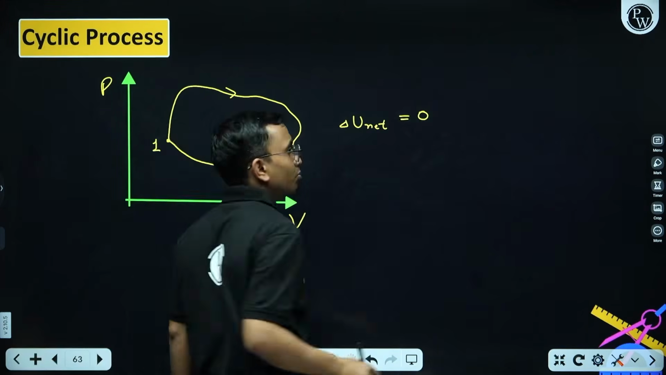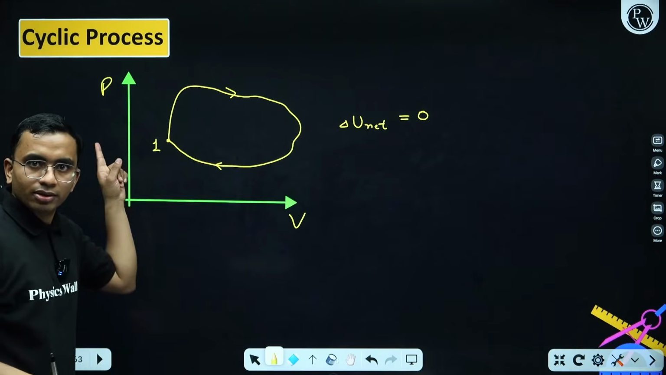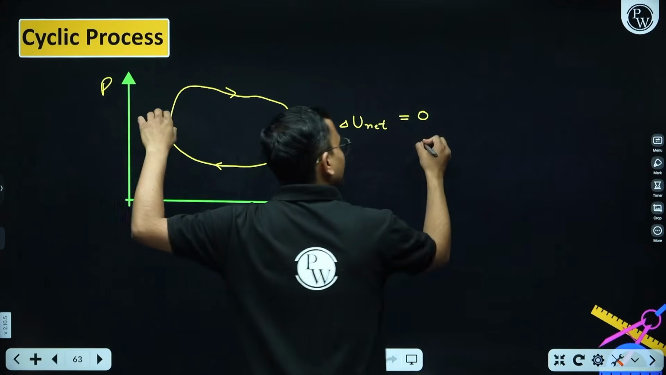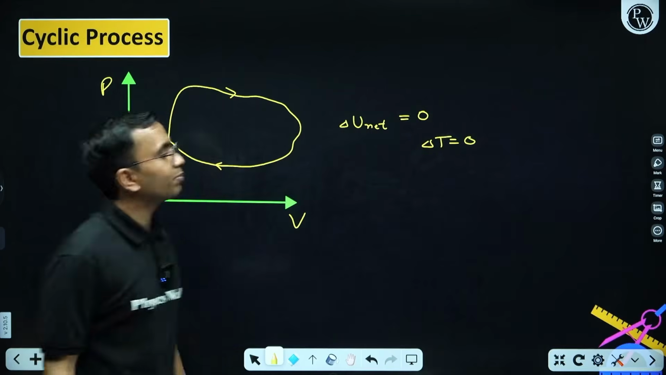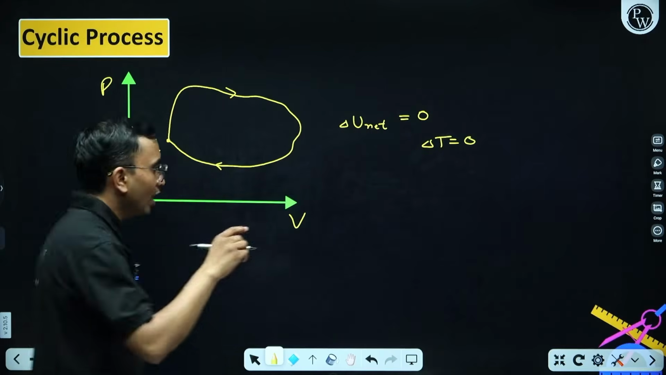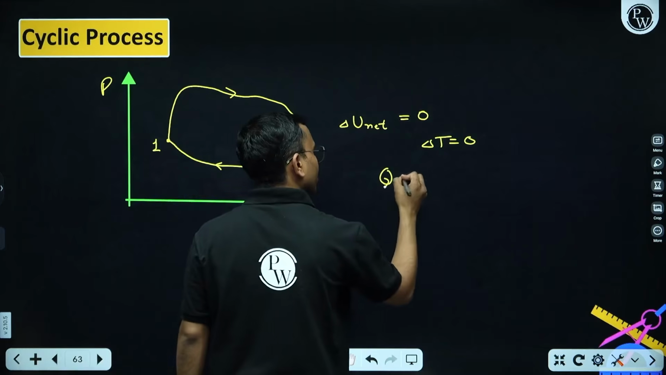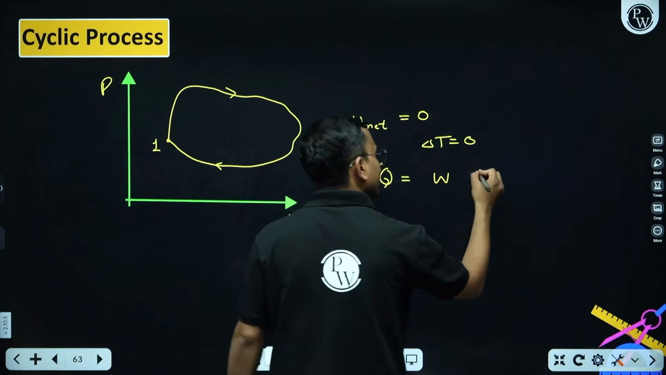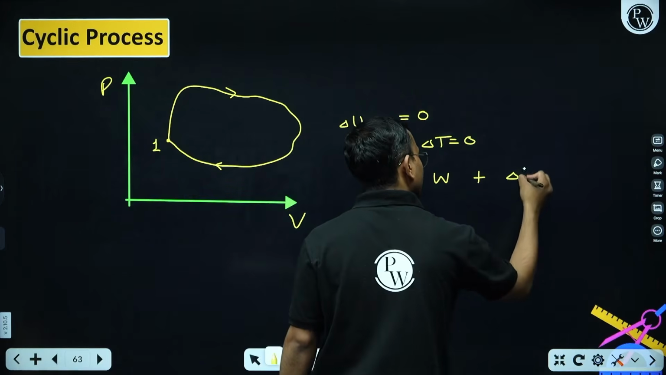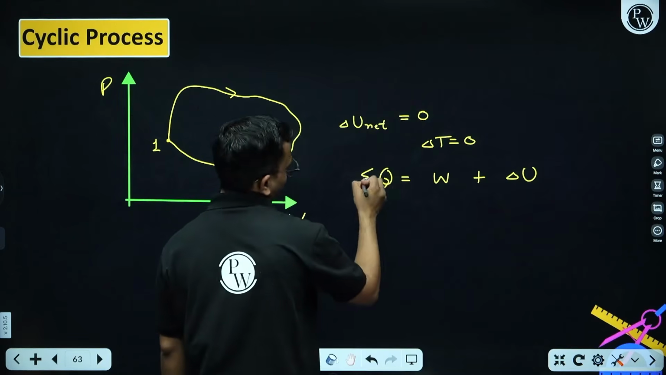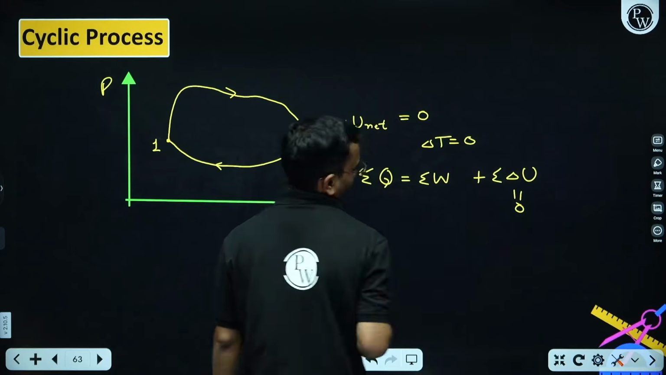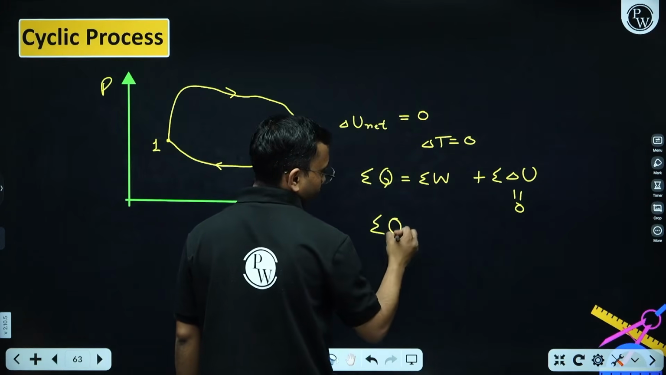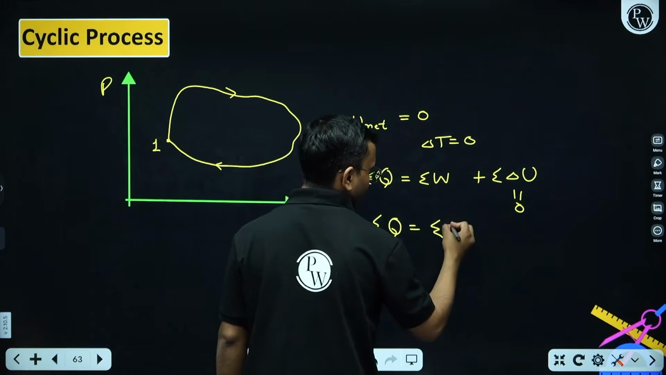Why so? Because it is coming to the same temperature, same state is coming, delta T is 0. Therefore delta U is 0. If delta U is 0, if I write Q is equal to W plus delta U for the total process, let us take total process, this is 0, total Q net is equal to net work done.